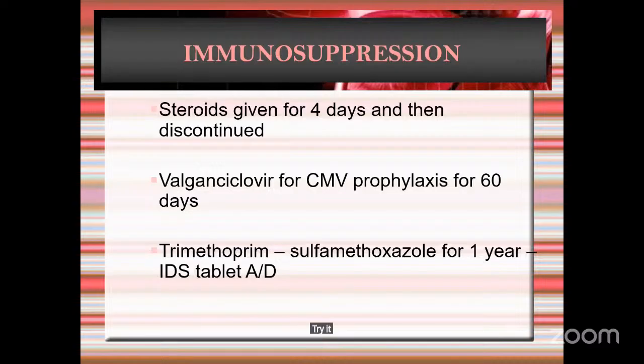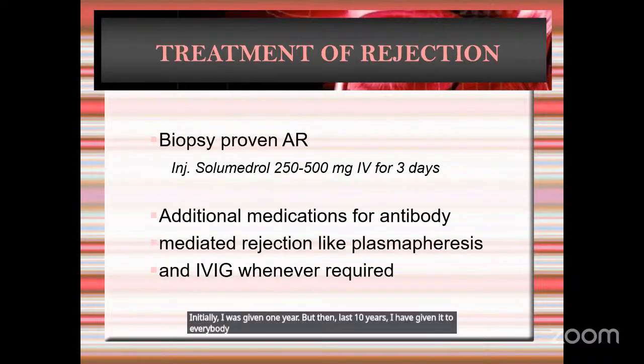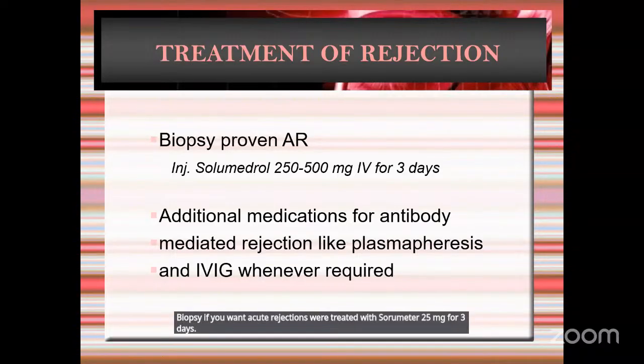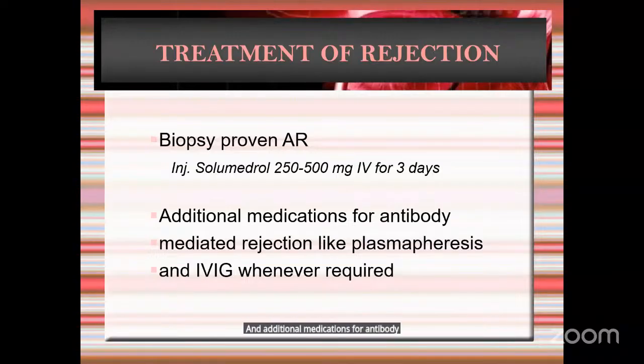Trimethoprim sulfamethoxazole prophylaxis is required. Initially, I was giving it for 1 year, but for the last 10 years, I have given it to everybody lifelong. Biopsy-proven acute rejections were treated with methylprednisolone 250 milligram for 3 days, and additional medications for antibody-mediated rejection like plasmapheresis and IVIG were given whenever required.